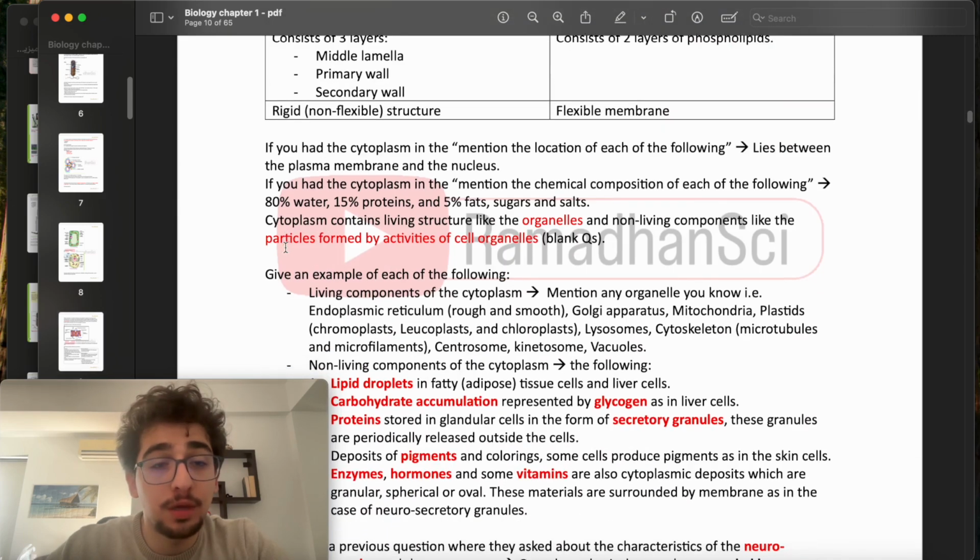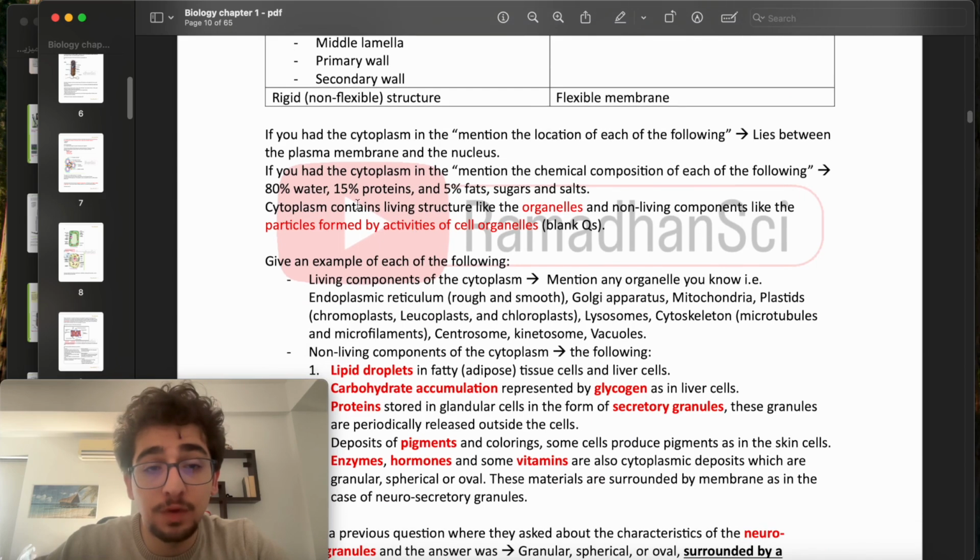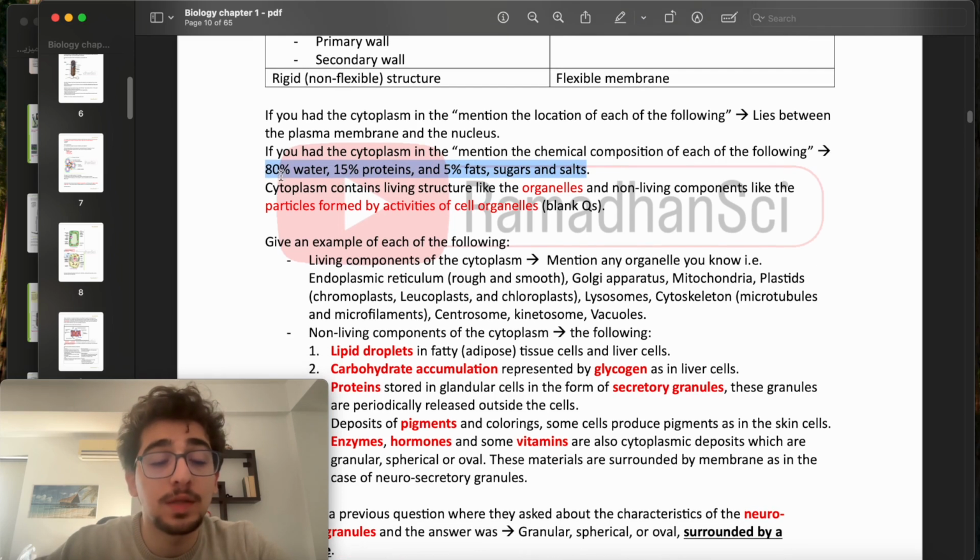Another question you can get is the chemical composition for each of the following, and they will tell you the cytoplasm. It's just 80% water. Remember that water makes a major component of the cytoplasm. 15% protein and 5% fat, sugar, and salts. You will have to memorize those proportions even though they can differ from one cell to another. It's not necessarily 100% correct.